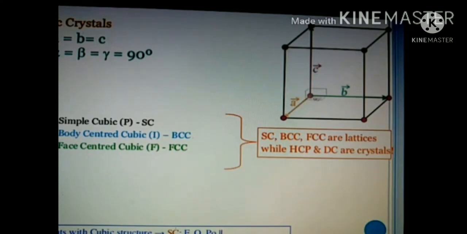Elements with cubic structures: FCC includes aluminum, actinium, lead, nickel, and germanium. This is FCC, face center cubic. BCC includes chromium, iron, rhodium, and calcium. This is body center cubic. These are some of the cubic structures of crystals. Thank you. This is a beginner's level.